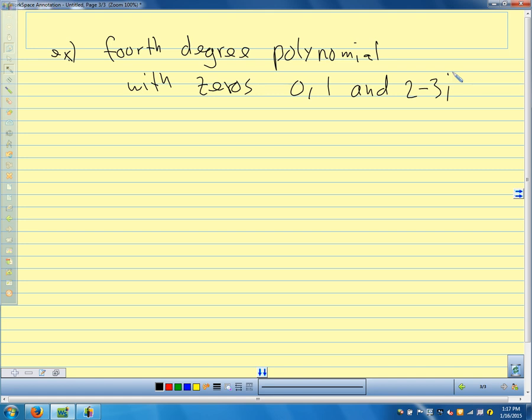Well, how many zeros should we be able to find for a 4th degree polynomial from what we just talked about? 4, right? 4th degree polynomial, 4 zeros. Now, it could be repeated. You could have a repeated 0, but we should be able to find 4 zeros. So we have 3 of them. What's the 4th one going to be here? 2 plus 3i, the conjugate of this. 2 plus 3i is a 0 also.